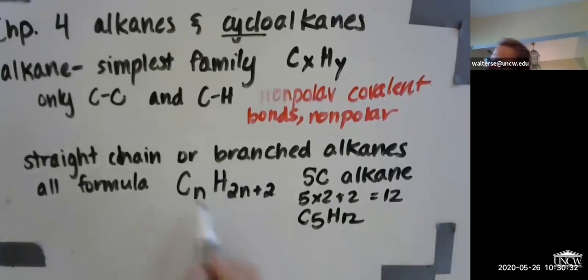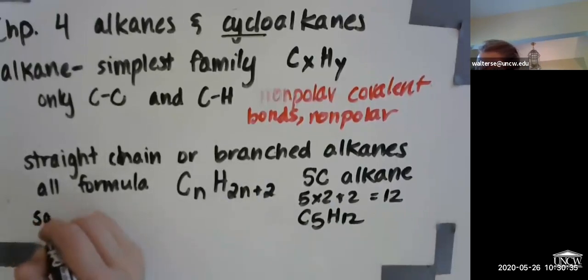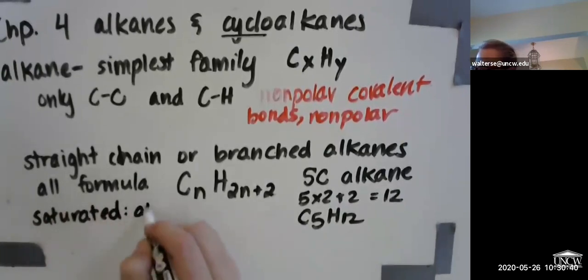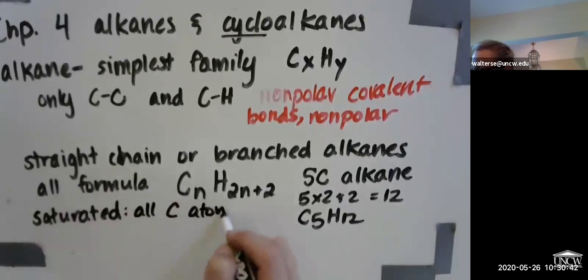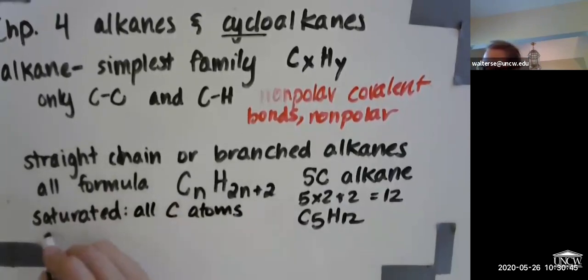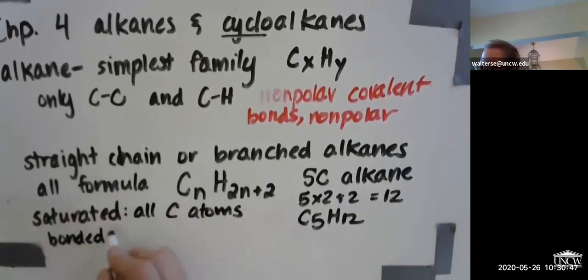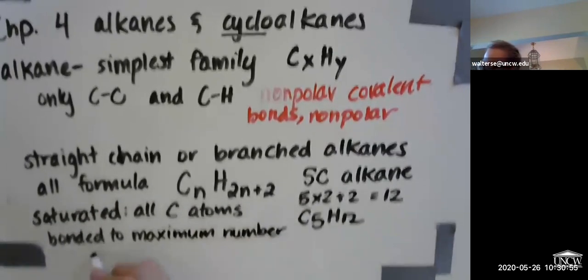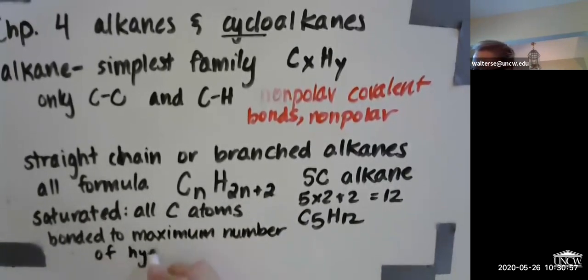Okay. When you have an alkane, it's called saturated. And it means all your carbon atoms are bonded to the maximum number of hydrogens. Okay, so saturated is full. So the carbon atoms are full of hydrogens.